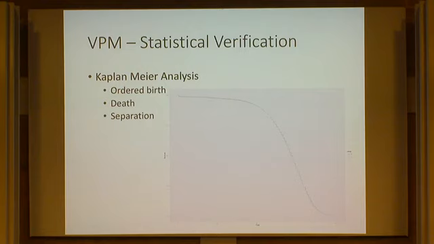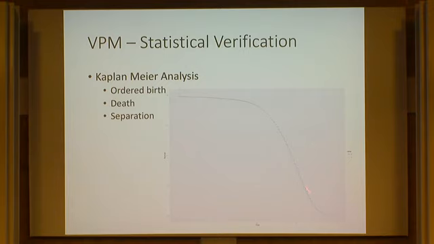So in a sense, we have two populations, and we want to compare those two populations. Kaplan-Meier analysis is used in clinical trials where they also have two or more populations, one with a placebo, one with an active drug. And they're interested in saying, are these two populations statistically significantly different? Whereas actually we're interested in saying, are these populations the same population? So we're able to derive these tables for birth, for death, and also for separation.